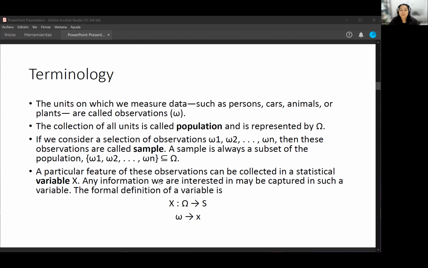Using a sample is practical, it's cheaper, and we reduce the time, working with just a representative sample of that population. And the observations, the features, and everything that we're observing, we're going to call variables.